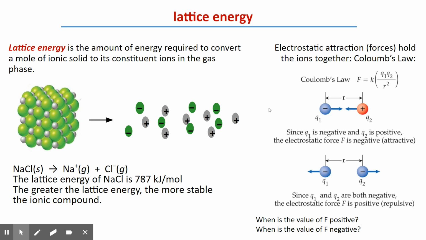So negative times negative gives you a positive number. Positive times positive gives you a positive number. That tells you that anytime your force is positive, they are repelling each other, or they are not wanting to be together. Does that make sense to you guys? So a negative and a positive are going to be an attractive force. Two negatives or two positives are going to be a repulsive force. Typically, the radius is going to be larger on our repulsive force also.